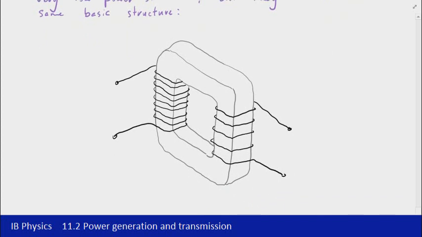On the left-hand side, we have the input coil, that's otherwise known as the primary coil. So that's this one on the left-hand side. And on the right-hand side, we have the output coil, or the secondary coil.